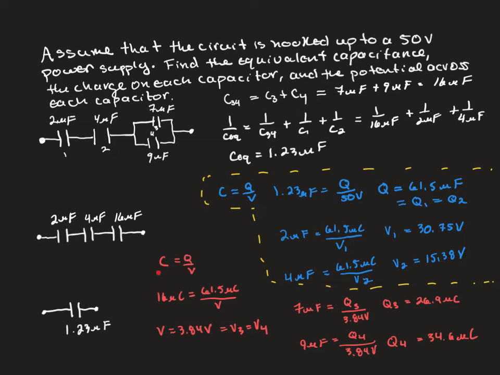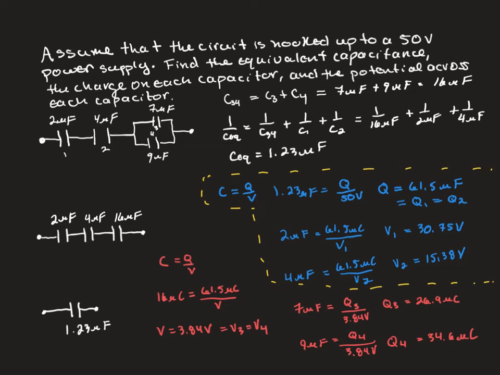So I'm going to take capacitance equals charge over volts, and I've actually started this up here. I'm going to take my equivalent capacitance for the circuit and the voltage from the power supply, and that gives me the charge. So that's the charge that is flowing from here through here, and then splits here, and then comes back in here. So that's the charge on 1 and 2.